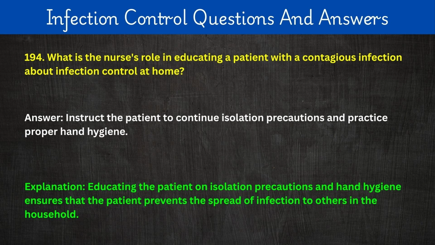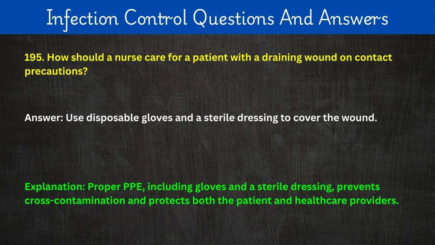194. What is the nurse's role in educating a patient with a contagious infection about infection control at home? Answer: instruct the patient to continue isolation precautions and practice proper hand hygiene. Explanation: educating the patient on isolation precautions and hand hygiene ensures that the patient prevents the spread of infection to others in the household.